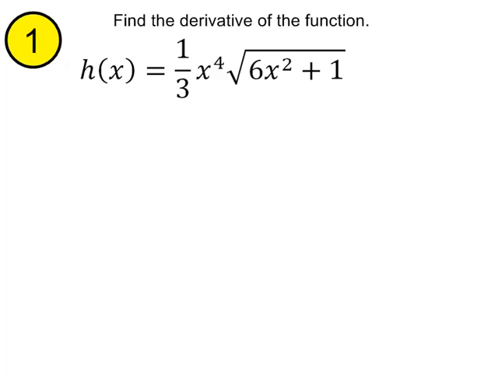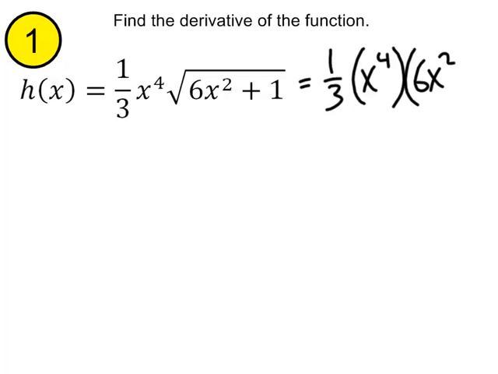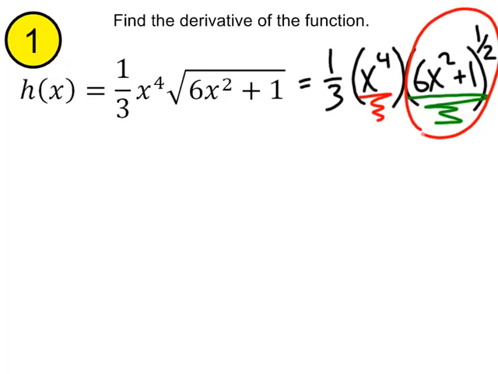First thing I want to do is rewrite this as a power. So let's write this as 1/3 x to the 4th times (6x squared plus 1) to the 1/2 power. That's going to be beneficial for our deriving purposes. And we definitely see the product rule coming up here, where this might be what we think of as our f of x, whereas this would be our g of x, right? And we definitely see a chain rule embedded there. All right, so let's go to it.